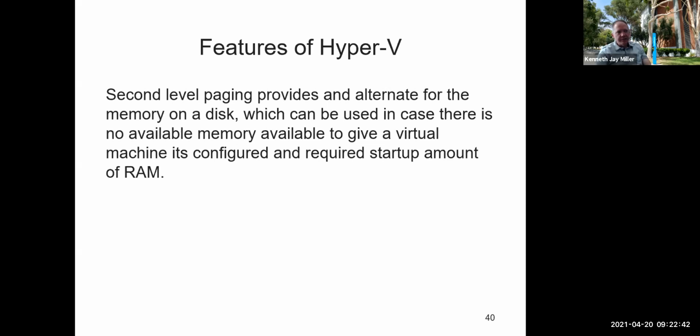Right? Now, second level paging provides an alternative for the memory on a disk, which can be used in case there is no available memory. So this is similar to our virtual memory, right? With our pagefile.sys in Windows 10. It can do the same thing with virtual machine memory using the hard disk. Now we know that the best performance of virtual memory is solid state. So the same thing would be true here. So it gives us a virtual machine that's configured with the required startup amount of RAM.